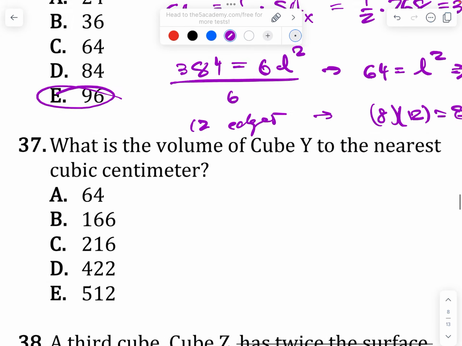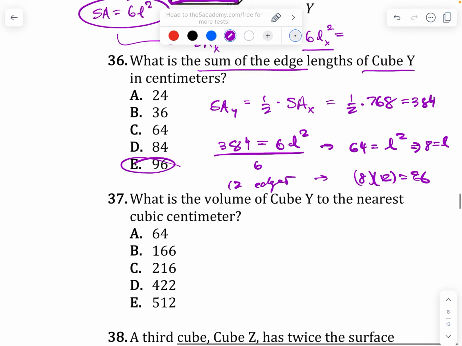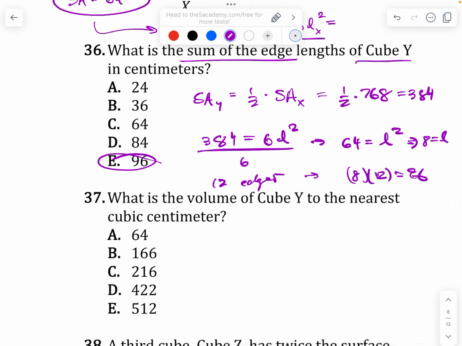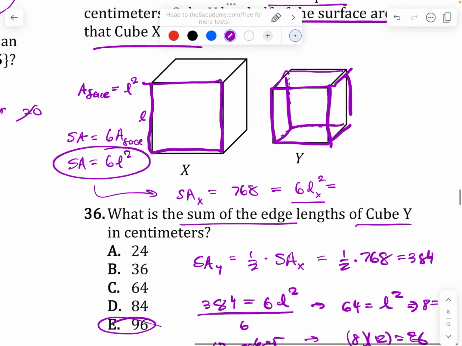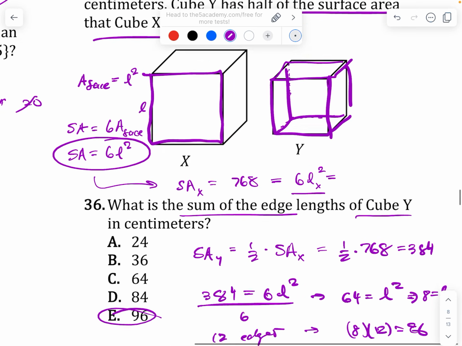What is the volume of cube Y to the nearest cubic centimeter? Now, it's good that we found the edge length of Y, right?